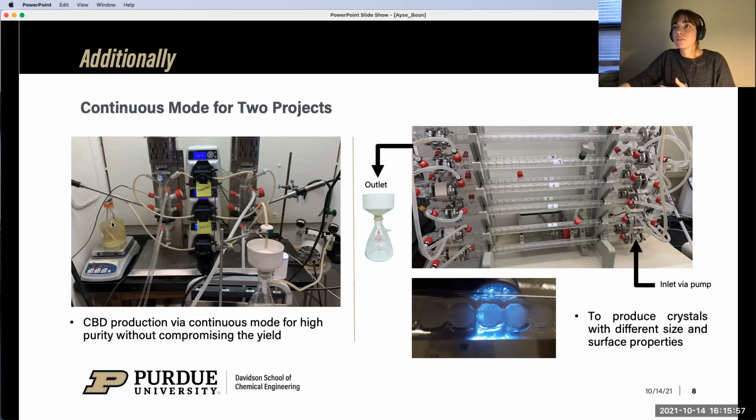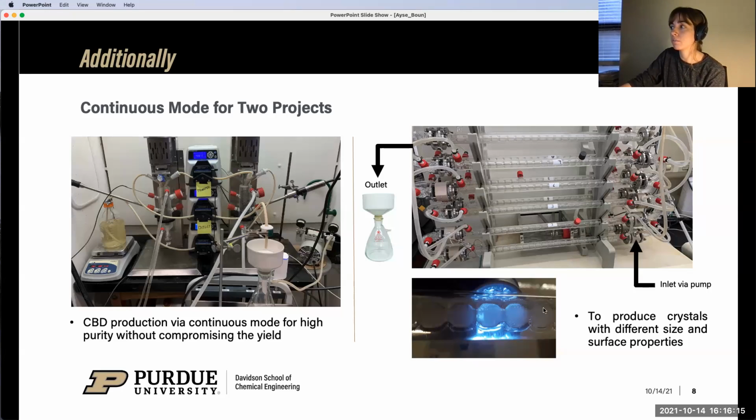And here, as you see, this is the inlet. You continuously transfer your solution, make the crystallization happen, and then the crystal growth, and then you continuously filter your crystals with this simple setup. And this is another continuous system, an oscillatory baffled crystallizer.